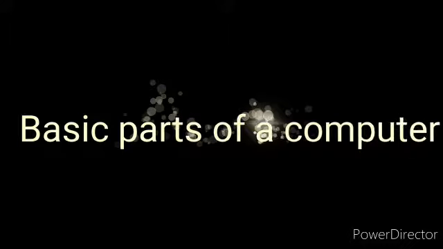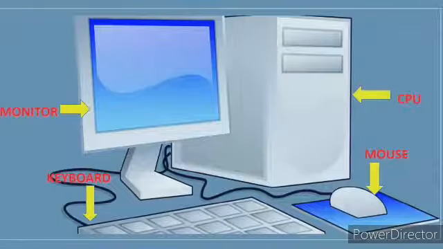First of all, we are going to discuss the basic or main parts of a computer. So let's get started. A computer has four main parts, such as monitor, CPU, keyboard, and mouse. First of all, we are going to discuss the monitor.